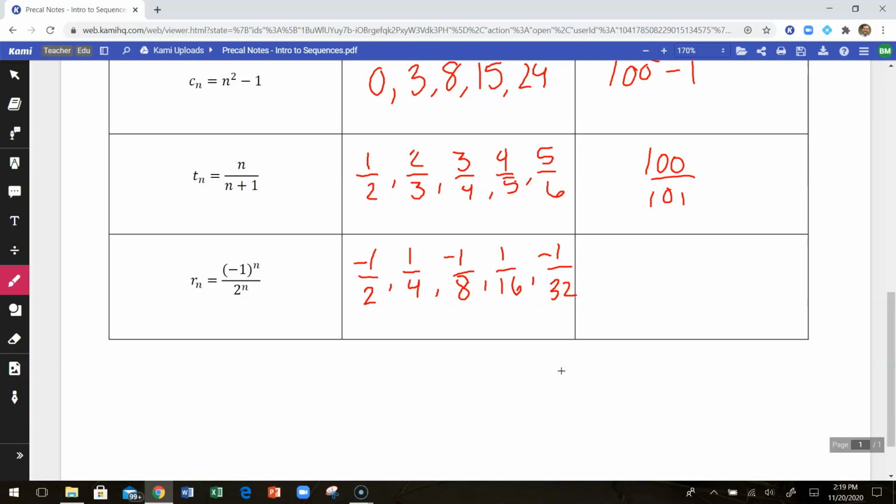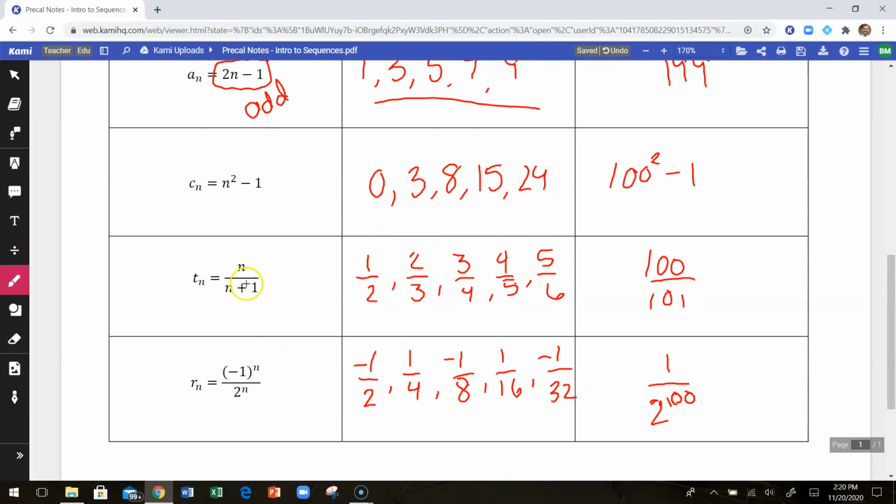Okay, so the 100th term, negative 1 to the 100th power. Well, that's an even number of negative 1s, so I know that's going to be positive 1 on top, and on the bottom we're just going to have 2 to the 100th power. That's going to be a really big number, so I'm just going to leave it as 2 to the 100th power. Okay, so just using these formulas to find the first 5 terms, or any specific term. In this case it was the 100th. But this is going to lead into some videos where we look at the pattern of the sequence and we try to write the formula that gives us that sequence.